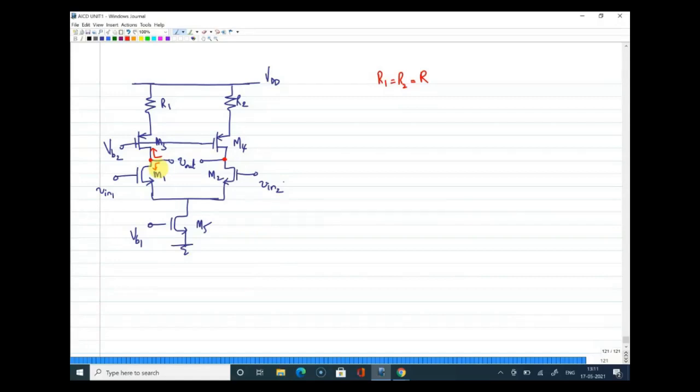So here all are identical, right? M1, M2, M3, M4. M1 and M2 are identical. M3 and M4 are identical. R1 is equal to R2.